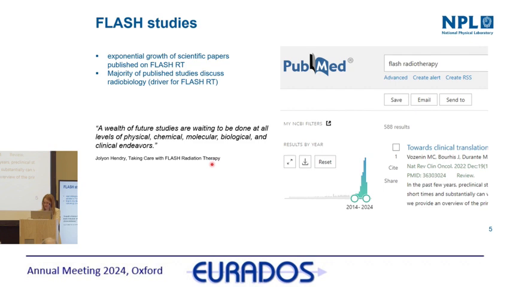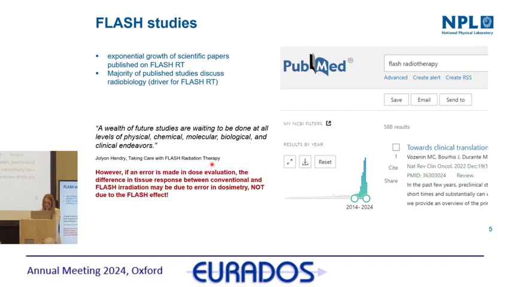However, I want to highlight that if there is an error made in the dosimetry, the difference between conventional and ultra-high dose rate exposure may be due to the fact that we didn't understand and didn't carry out the proper dose measurement, and not really due to the flash effect.